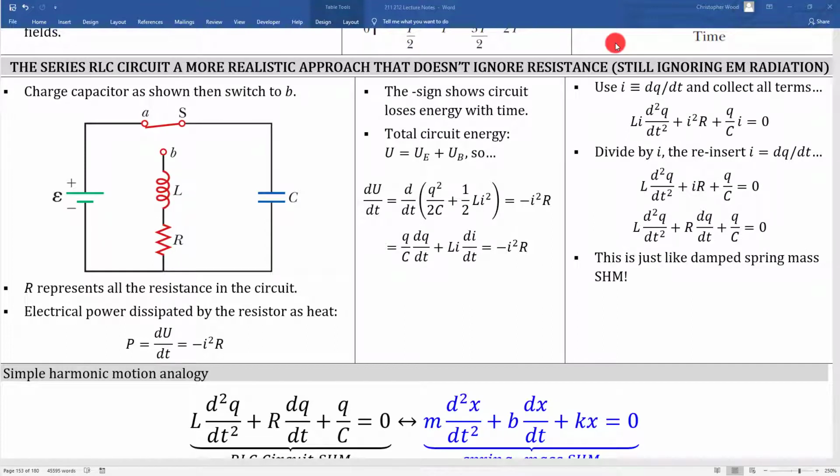We are going to ignore electromagnetic radiation, which does rob energy from the system. This is something we can pretty safely ignore, at least at this point. We fully charge the capacitor with this EMF. We understand that the resistor is dissipating energy according to I squared R. We know that both electrostatic potential energy and magnetic potential energy are affected by this loss, and we arrive at this differential equation, which looks remarkably similar to damped simple harmonic motion.